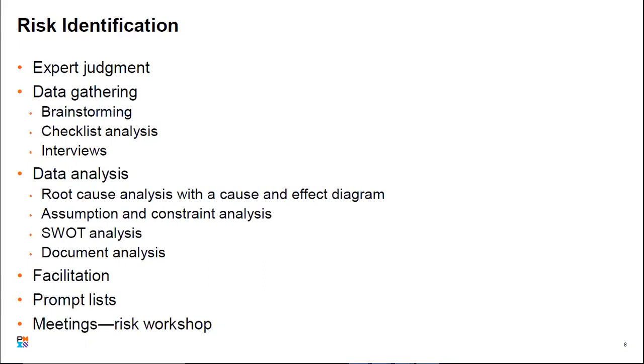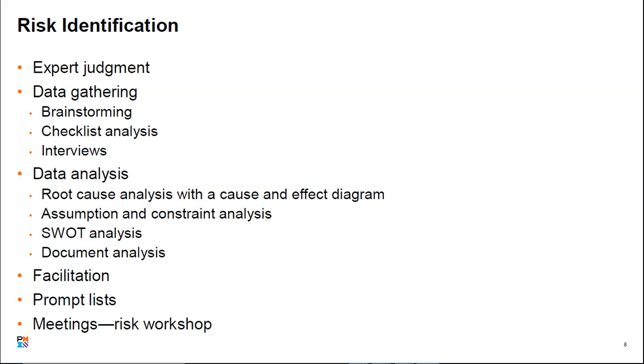You can use data gathering through brainstorming, through checklist analysis, or through interviews and other data gathering tools or systems. You can also use data analysis to identify risk. Example of data analysis types to be used when identifying risk. A typical example is the root cause analysis, which features a cause and effect diagram that tells you the origin of the cause being investigated and the possible effect it will have on your project in terms of the processes, in terms of the deliverables vis-a-vis their requirements.